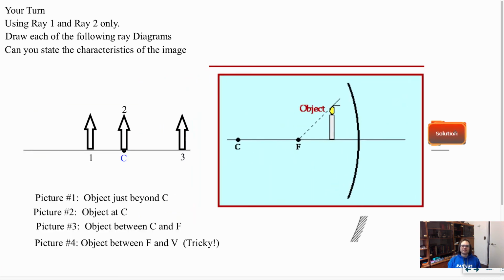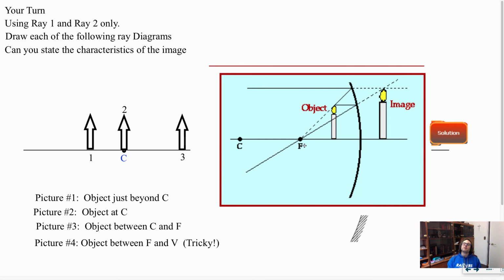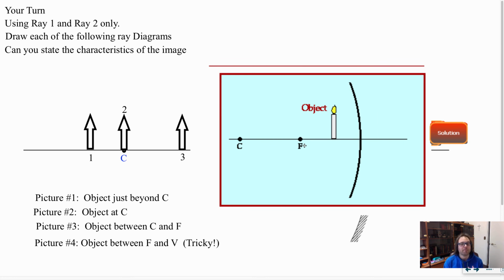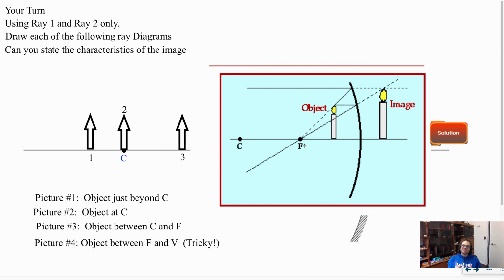So here is my last and tricky one. It's when my object is in between the focal point and the vertex. So this is the one case with concave mirrors where we are actually going to get a virtual image. In this case it's also the one case where my image is going to be erect. And in this case we have an enlarged image. So here it shows my 2 rays and how they design that image. So let's see how right you are with that one.